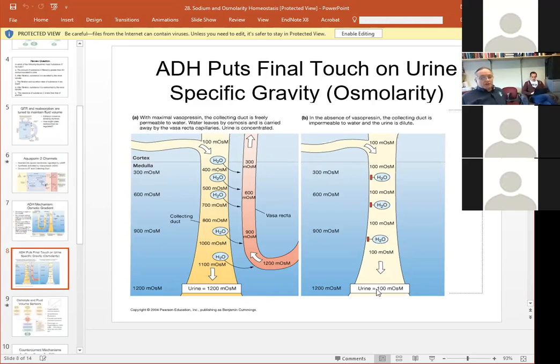The term that clinicians use is the specific gravity. The specific gravity is closer to 1 when it's dilute, because pure water is 1. But as you add more and more salt to water, its density increases, so its specific gravity increases. So the specific gravity of urine that has 1200 milliosmolar salt will be very high.